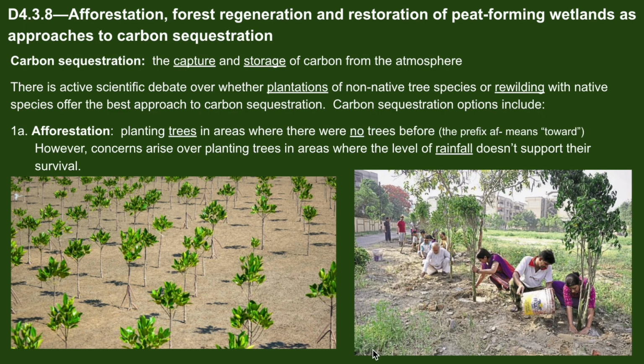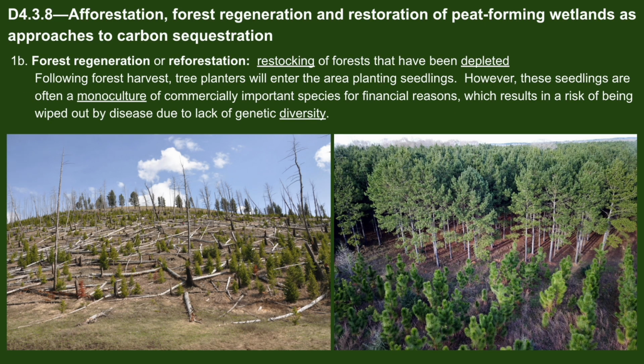Carbon sequestration. This is where we are taking carbon dioxide from the air and storing it in some type of sink, including plant matter. One option is afforestation. The prefix "af" means toward, so it's different than the prefix "a." This is where we would plant trees in areas where there were no trees before. But there are concerns over planting trees in areas where rainfall isn't going to support the survival of those trees. Alternatively, we can look at forest regeneration, or reforestation, which is restocking forests that were previously there that have been depleted.